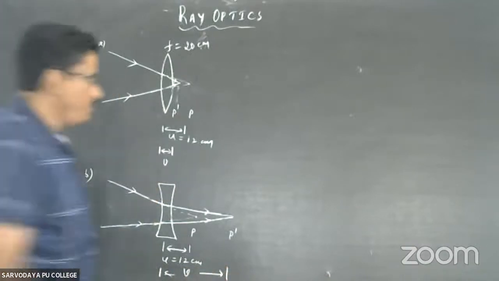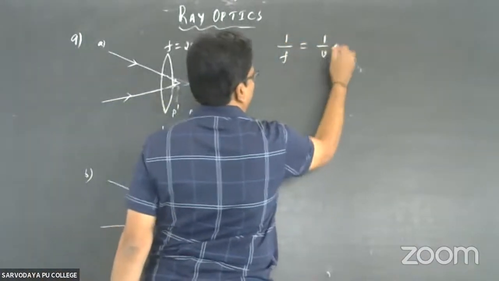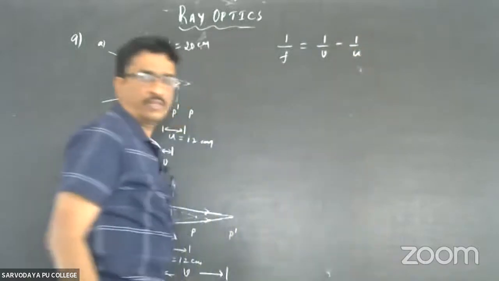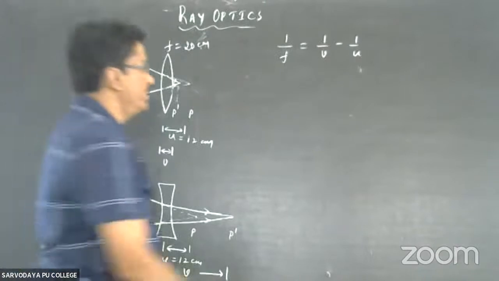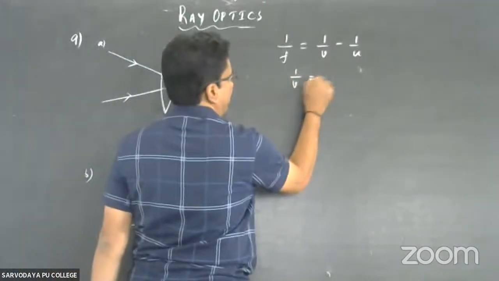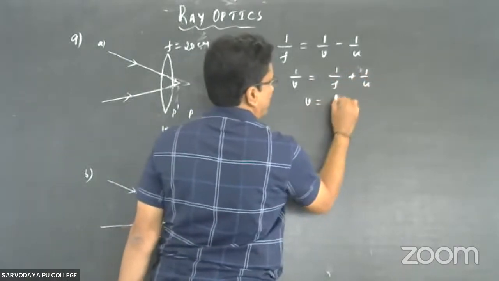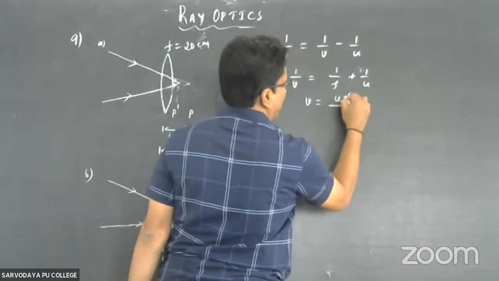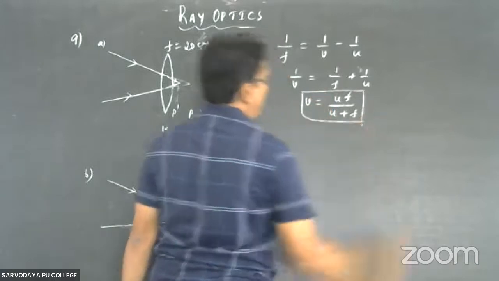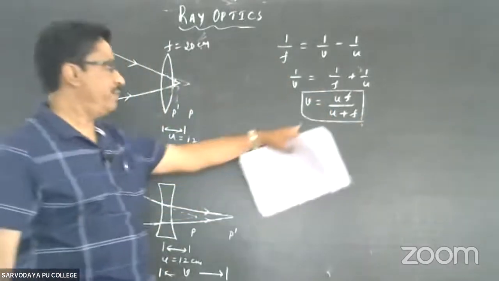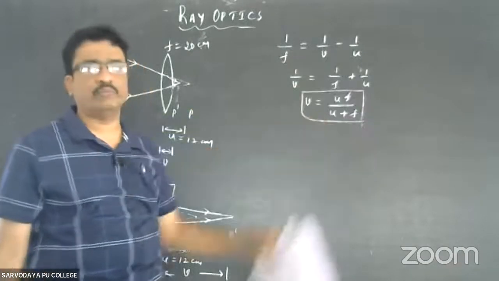In fact, the formula for this one is already mentioned. It is the lens formula, that is 1 over f is equal to 1 over v minus 1 over u. Let us simplify the formula because we need v. Therefore 1 over v becomes 1 over f plus 1 over u. Therefore, v becomes equal to uf divided by u plus f. This is the simplified formula for image distance. If you can directly remember it, it's well and good.